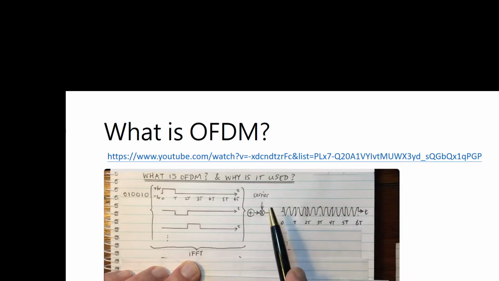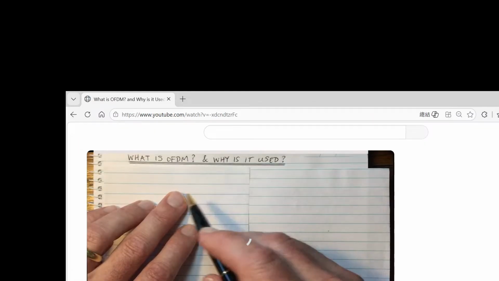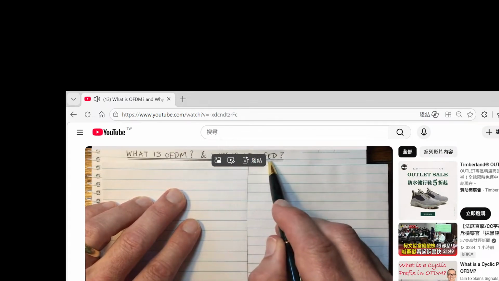So maybe we watch a video so it can be easier to understand how to transform. What is orthogonal frequency division multiplexing and why is it used?